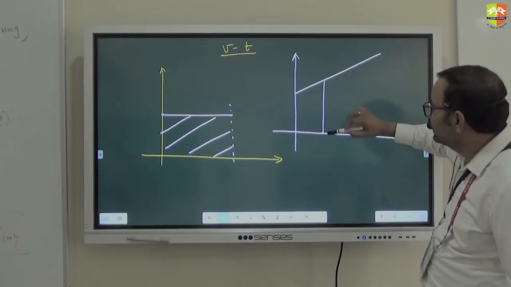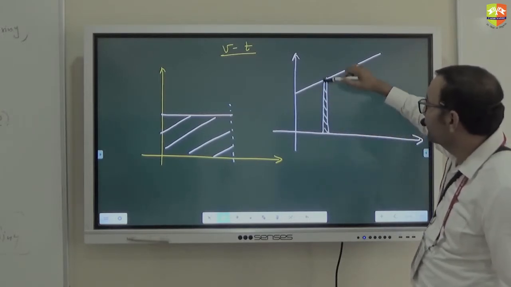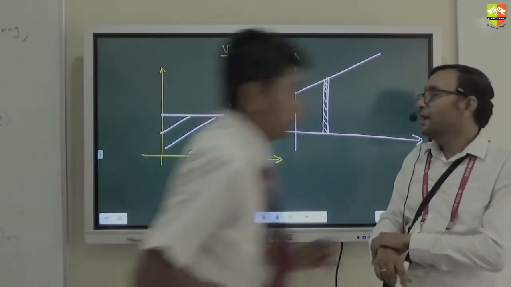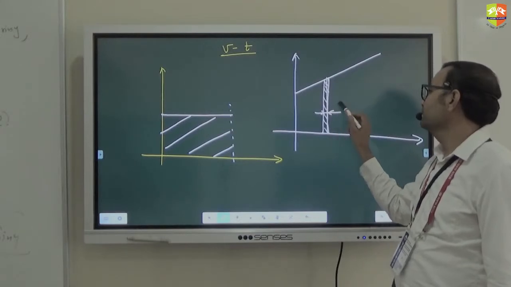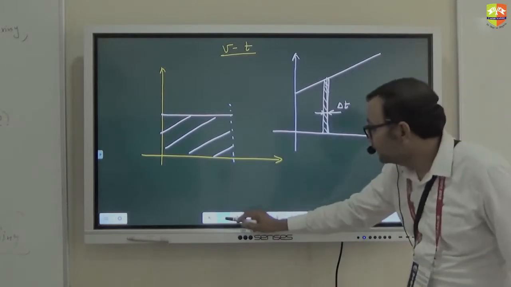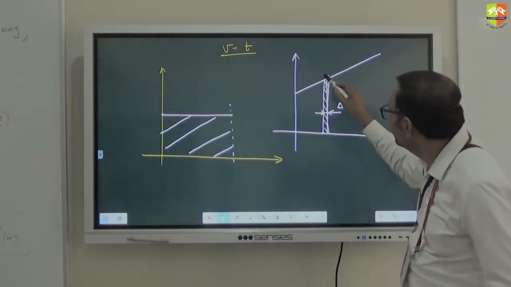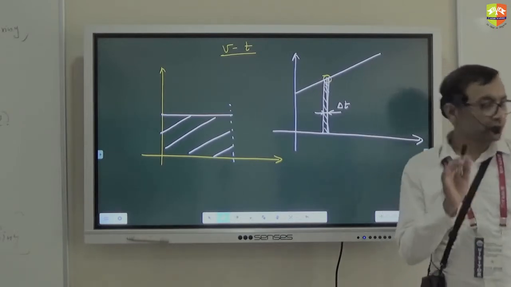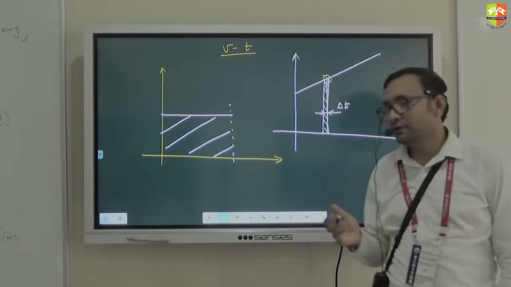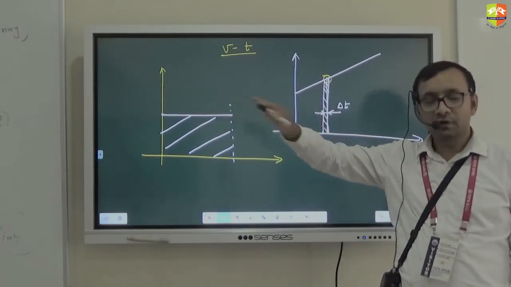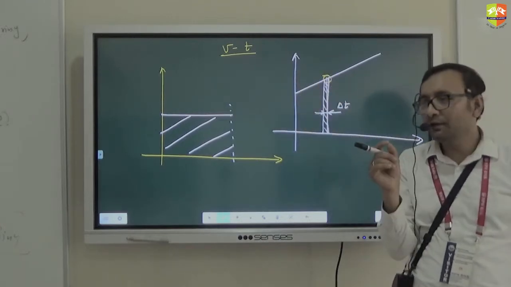Okay, if you take a small strip like this, guys, if I take this time interval very small, let's say delta t is very small, can I assume that the velocity is not changing for that small time interval? Very, very small delta t it is. Suppose you say no, some change is there. Then, of course, from 5 meter per second, it would be 5.00001 meter per second. So, almost constant, if the time interval is very small.